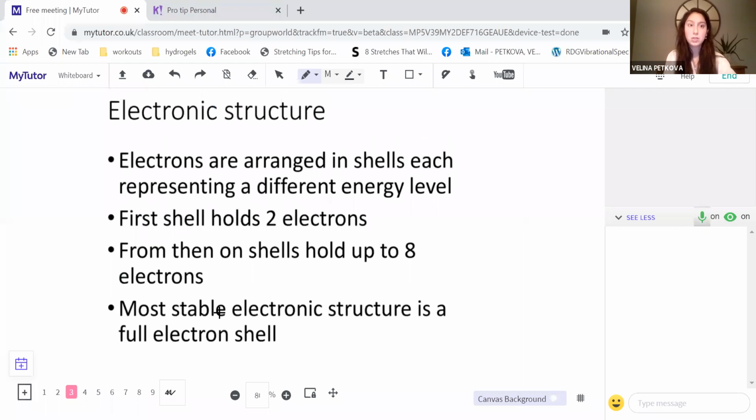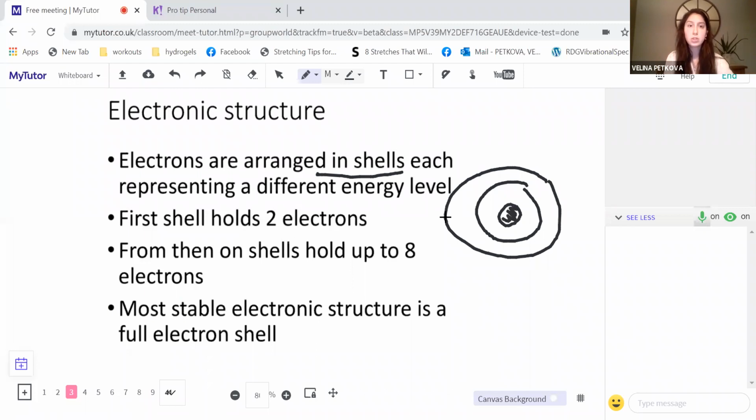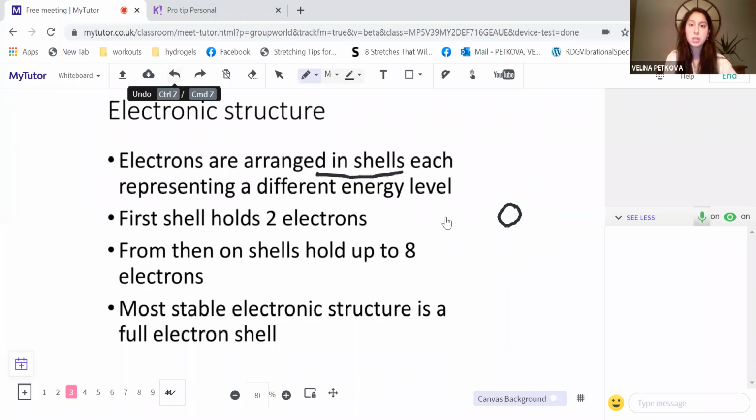Okay, so electronic structure is to do with how electrons are arranged in the shells. So we have our nucleus, and then around it we have the electrons, which are circling in different shells. Okay, so electronic structure is all to do with how these electrons are arranged in these outer shells. There are shells that represent a different energy level. So the first shell, that first energy level, holds up to 2 electrons, and then it is full. From then on, all the shells hold up to 8 electrons only, and then they are also full.